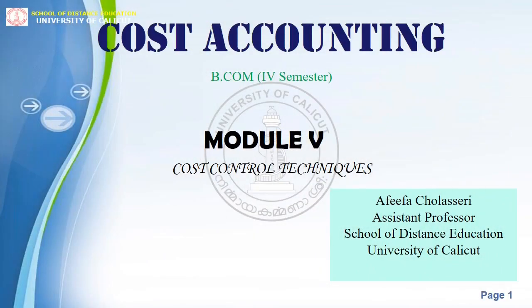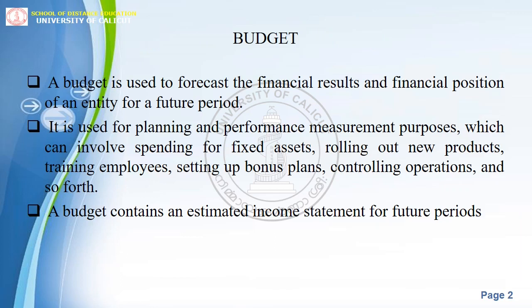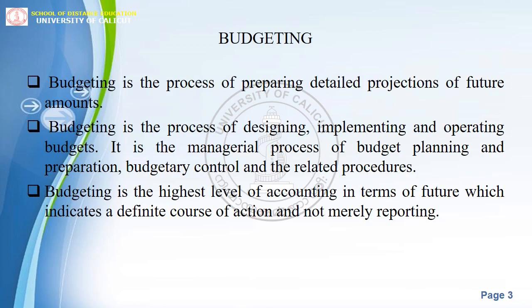Module 5, Cost Control Techniques. Here we will discuss the various techniques that allow us to control the cost. A budget is used to forecast the financial results and financial position of an entity for a future period. A budget contains an estimated income statement for the future period. Budgeting is the process of preparing detailed projections of future amounts. Budgeting is the highest level of accounting in terms of future, which indicates a definite course of action and not merely reporting.